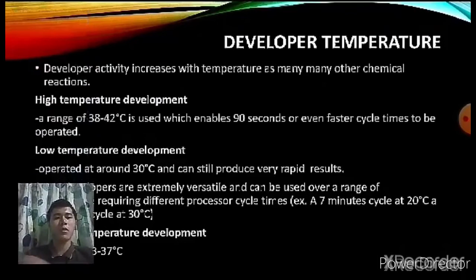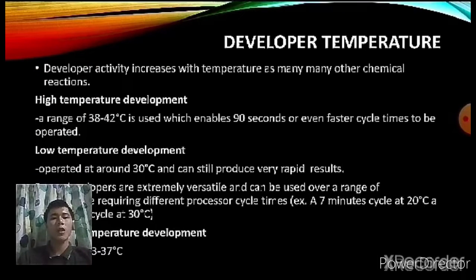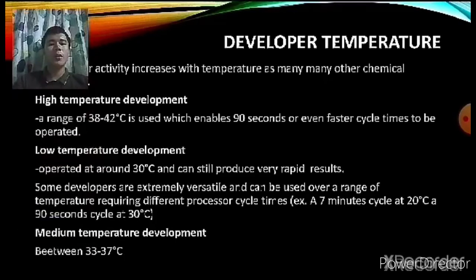Developer temperature. Developer activity increases with temperature, as with many other chemical reactions. High temperature development. A range of 38 to 42 degrees Celsius is used, which enables 90 seconds or even faster cycle times to be operated. Low temperature development. Operated at around 30 degrees Celsius and can still produce very rapid results.